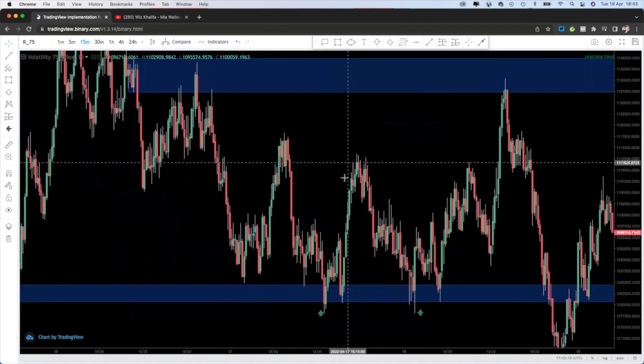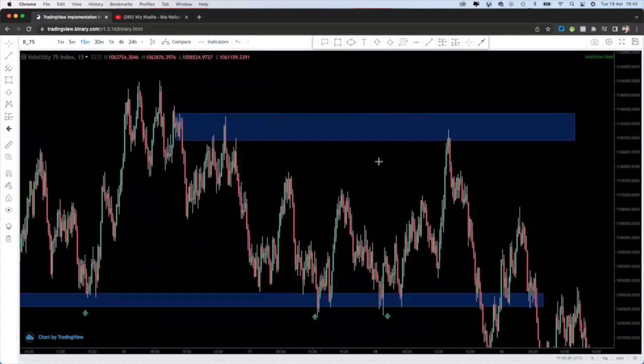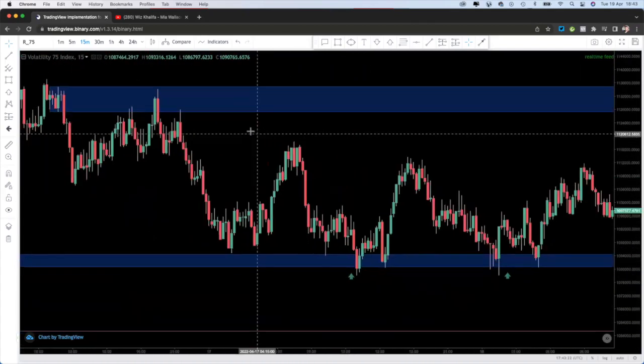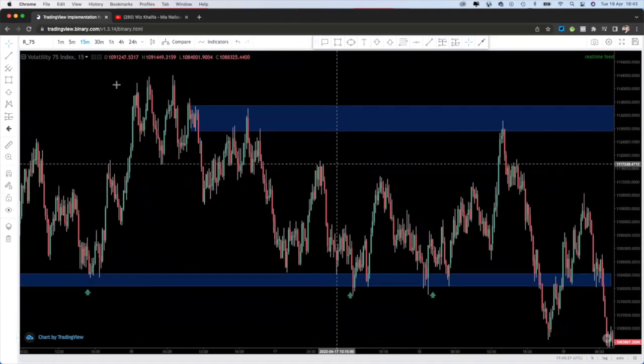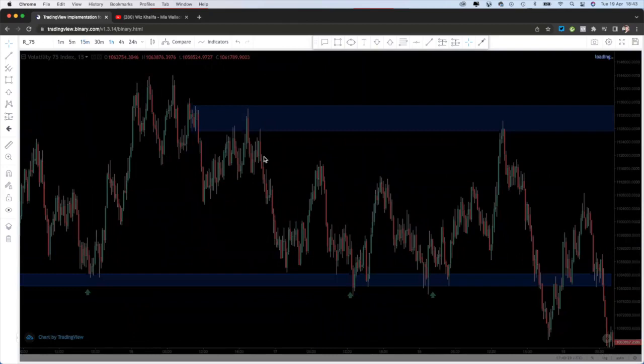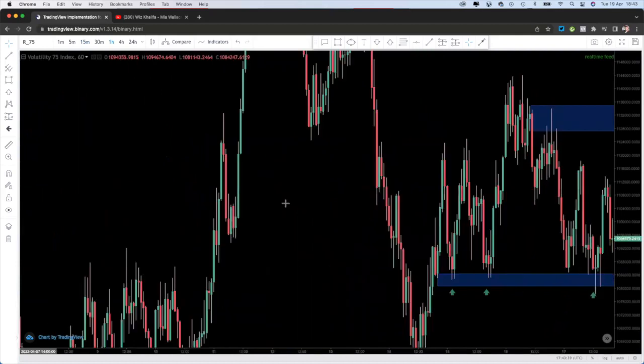Now in the 15 minute time frame, if you look closely, you can see the order blocks are not as clear here as they are on the 1 hour time frame. So I'll show you where my mistake actually was.